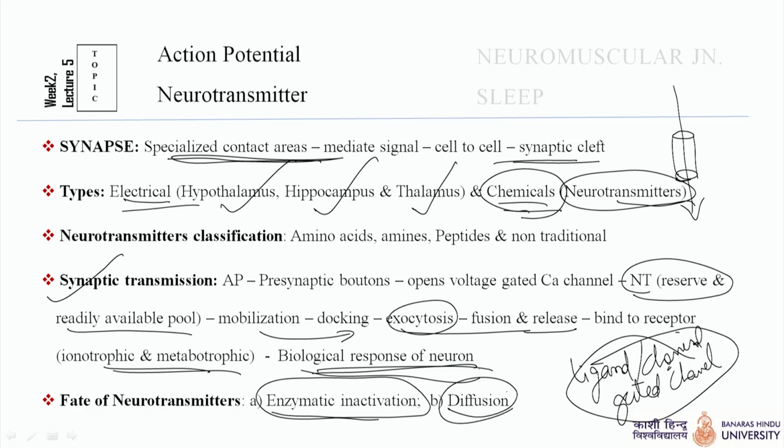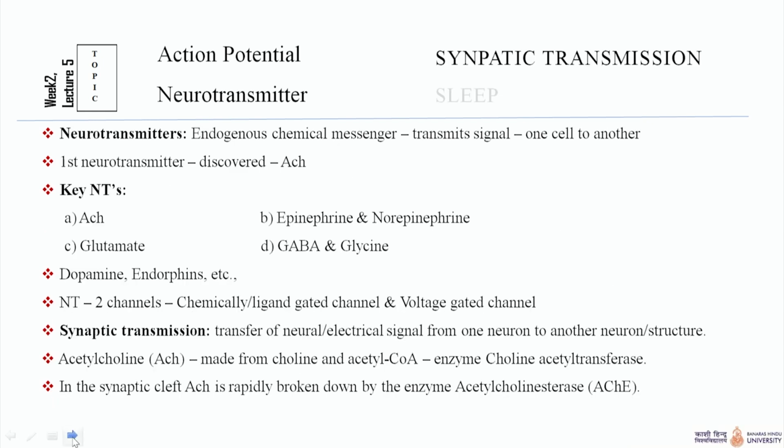Then next is the diffusion mechanism. Once the purpose is over, these neurotransmitters will be diffused back into the neurons. And there is one more way that is missed here, which is called the reuptake mechanism. Mostly, if you take the astrocytes, the perivascular end feet of the astrocytes, the reuptake of the glutamate neurotransmitter is done. So these are the three important fates of neurotransmitters.